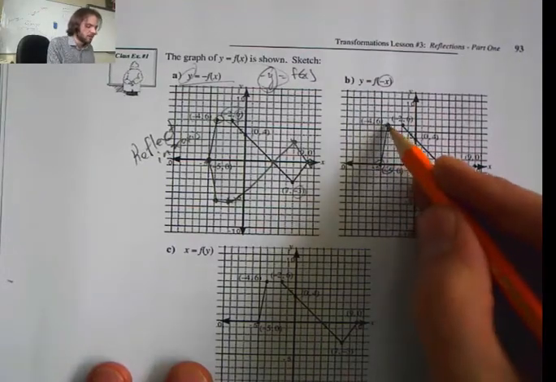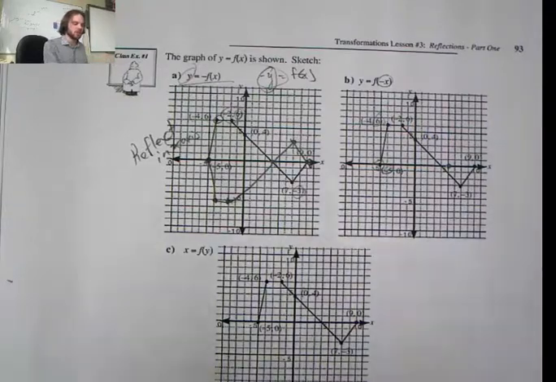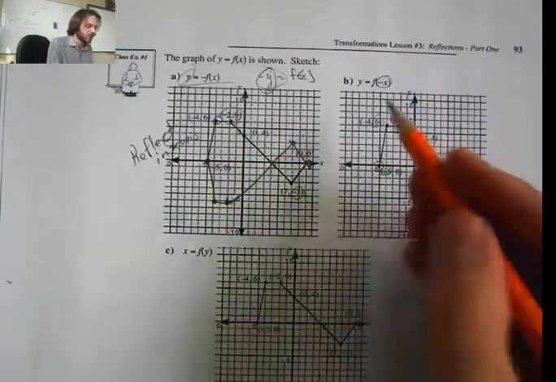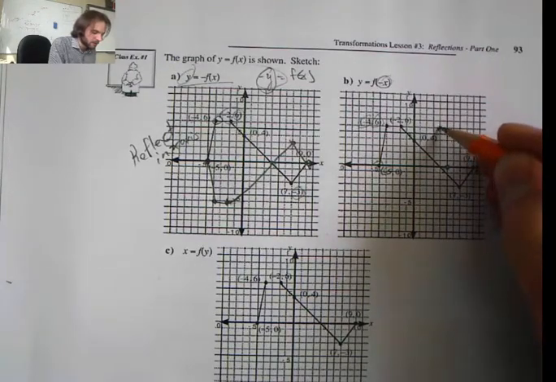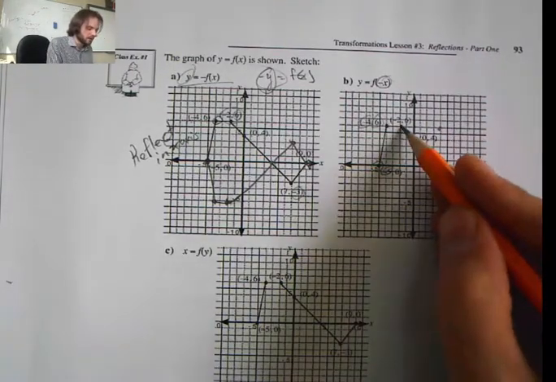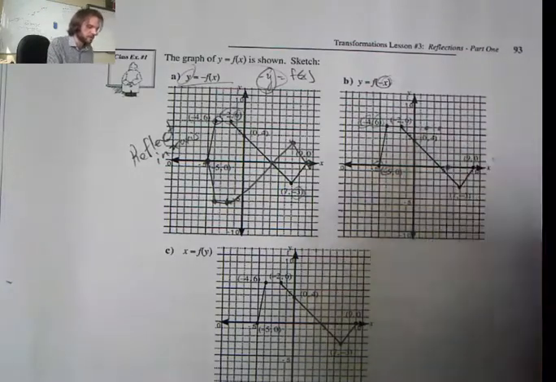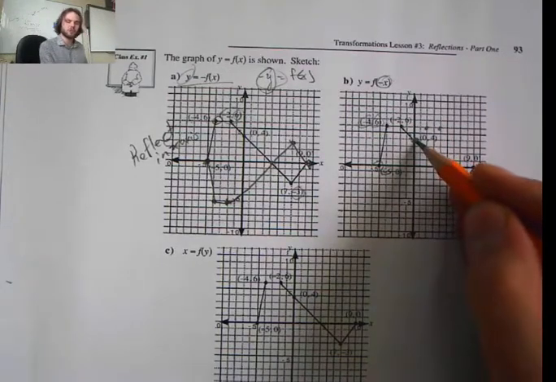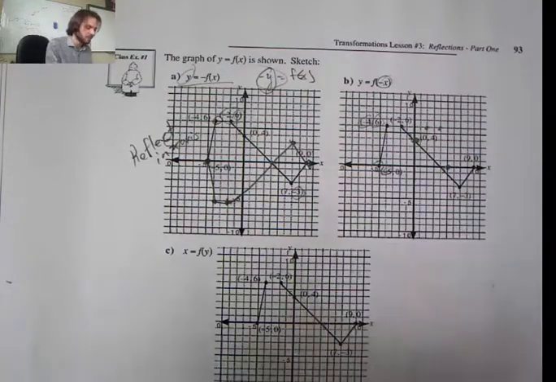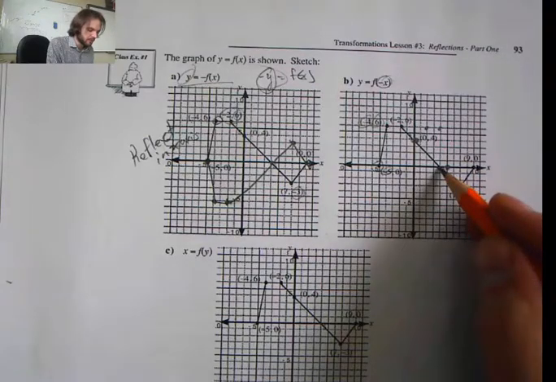Negative 4 and 6. Well, that y doesn't change. Y's aren't changing. The x's are being replaced with negative x. So negative 4 turns to positive 4. So go right there. Okay. Next one is negative 2 turns to positive 2. So we go there. All right. Then this point here is an invariant point. There's no change because my x value is 0.